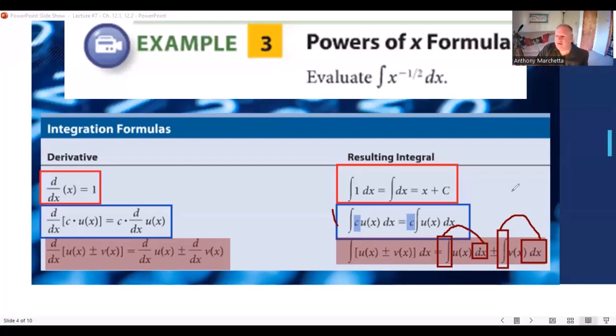Right. So in reiteration, we have 3 important concepts here. Since the derivative of x is 1, it also follows that the integral of dx is just x. If you have a constant times a function and you take the derivative, you can forget the constant.